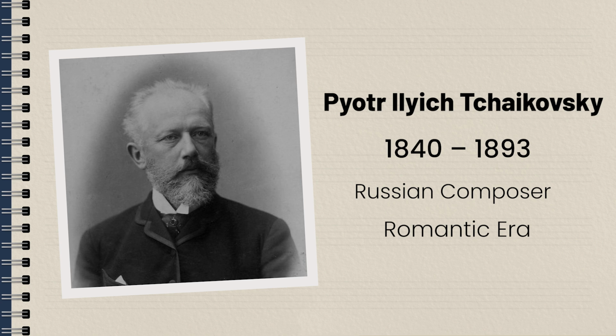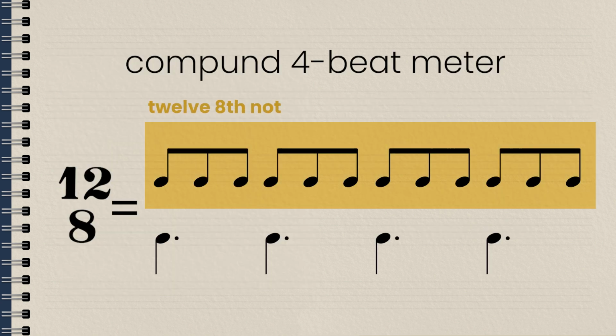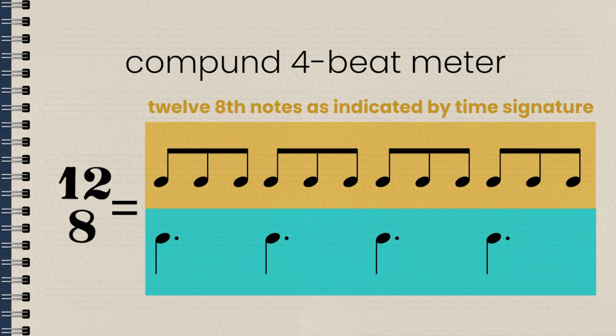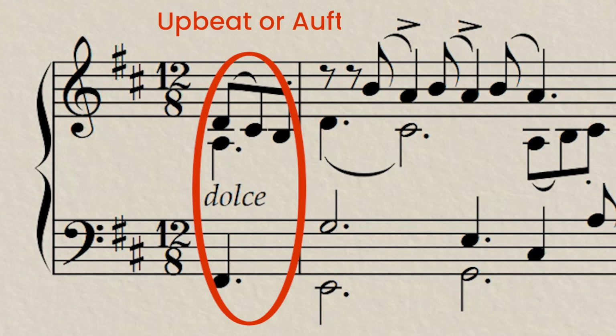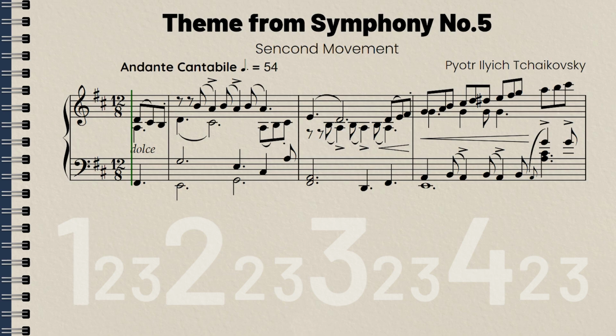Tchaikovsky's Symphony No. 5 shows a compound 4-beat meter in 12/8 time. Each measure includes 4 dotted quarter notes or their equivalent. The piece begins on an upbeat, starting on the 4th beat instead of the 1st. 1 2 3 2 2 3 3 2 3 4 2 2.